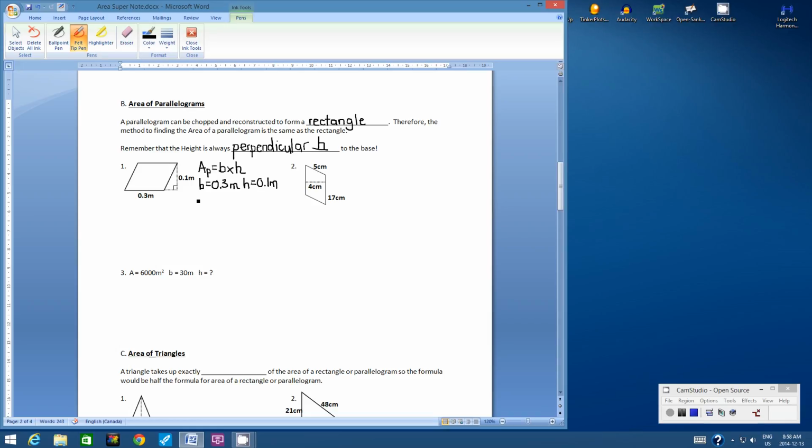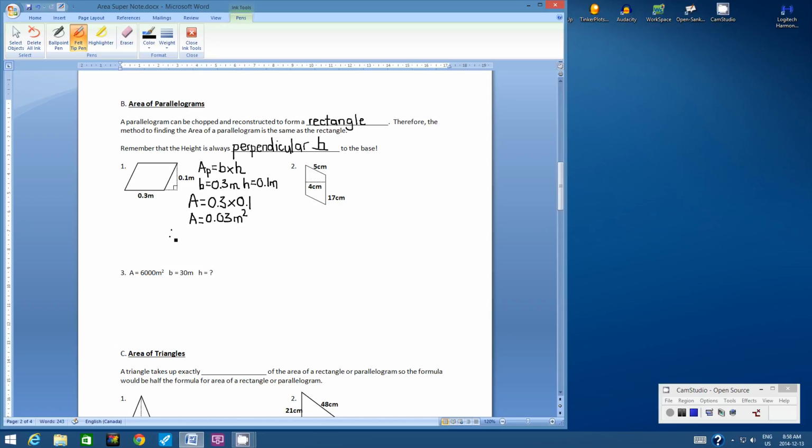All right, line 3 is the substitution line. Well, we don't know what the area is. We know that the base is 0.3. We know that the height is 0.1 meters. So please get out your calculators and please solve for this area. 0.3 times 0.1 is 0.03. And don't forget our units. Our linear measurement was meters. And because this is area, don't forget the squared.